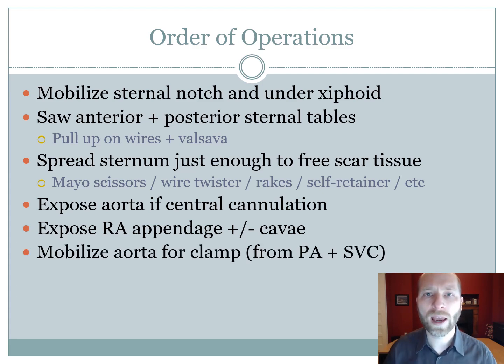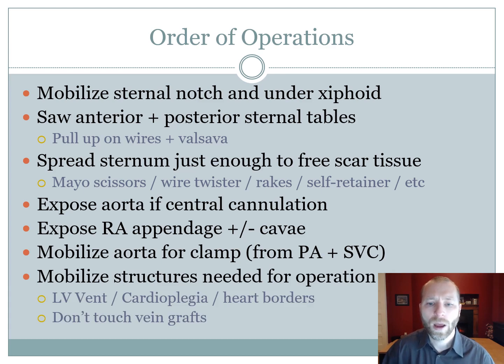Once I have adequate cannulation sites, then I like to get enough mobilization of my aorta so I can fully place a cross clamp across the aorta, and that involves separating the aorta from the pulmonary artery and also separating the aorta from the SVC so that you can get your fingers and the cross clamp all the way down. You can do a lot of the dissection on the posterior portion of the aorta with your fingers rather than doing it sharply. After this, then you start mobilizing all the structures that are needed for the operation.